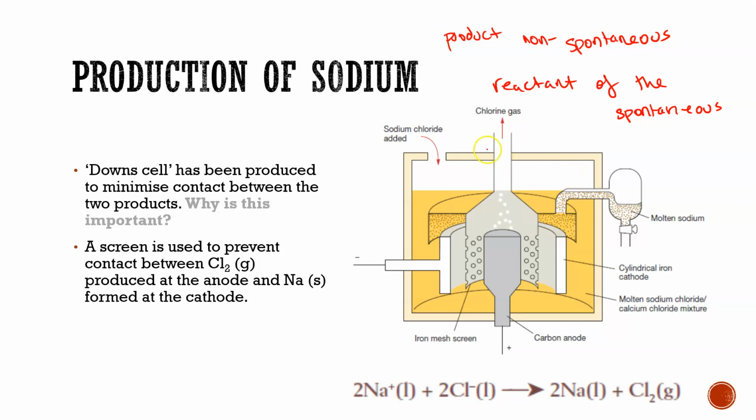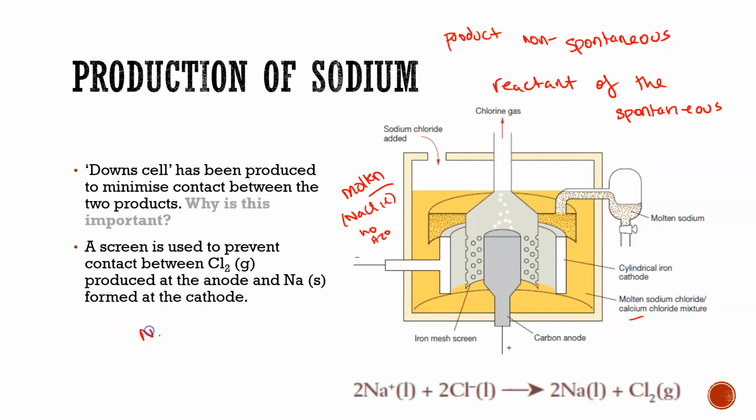You can see from this that this cell is using sodium chloride. This is molten sodium chloride. Okay, so it's NaCl liquid. This means no water is present. It is just very hot molten sodium chloride. We have an iron cathode, which is cylindrical, and then a molten sodium chloride and calcium chloride mixture. Usually we see mixtures in industry in order to lower the melting point. The screen is used to prevent contact between the Cl2 gas that is going to form at the anode and the sodium formed at the cathode.